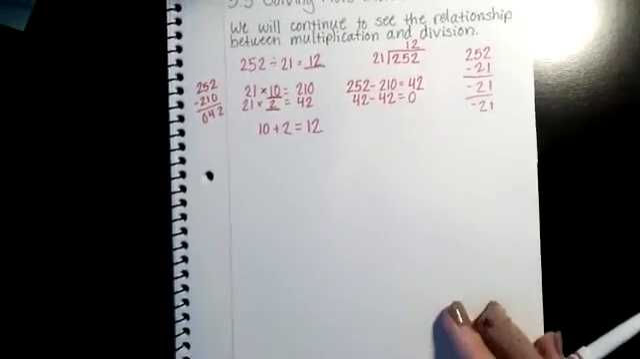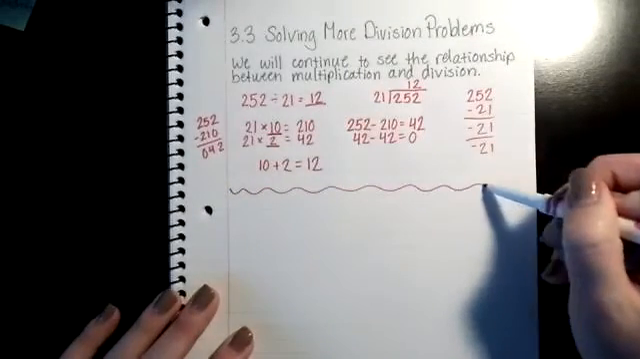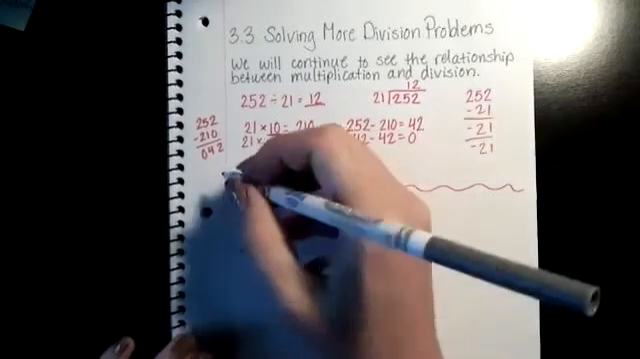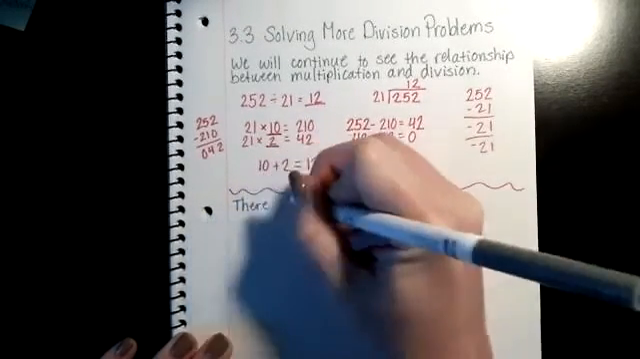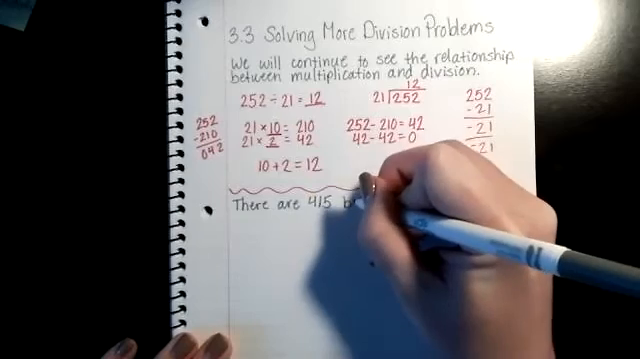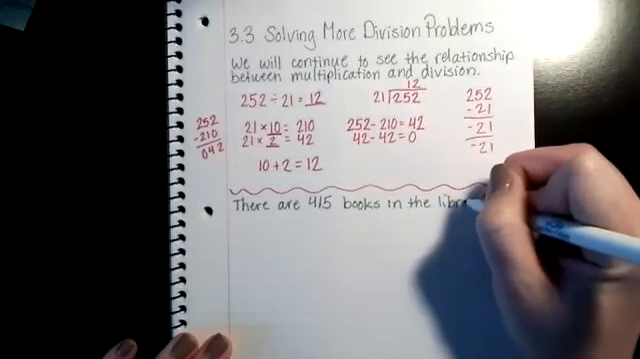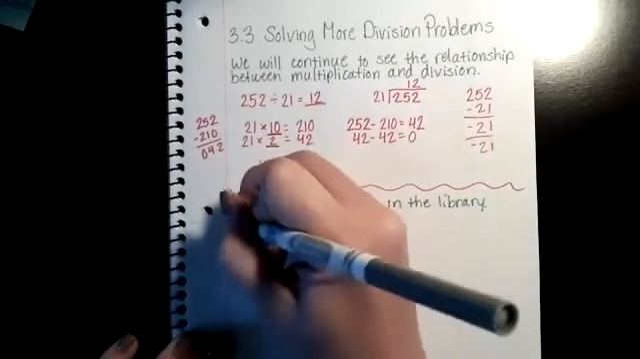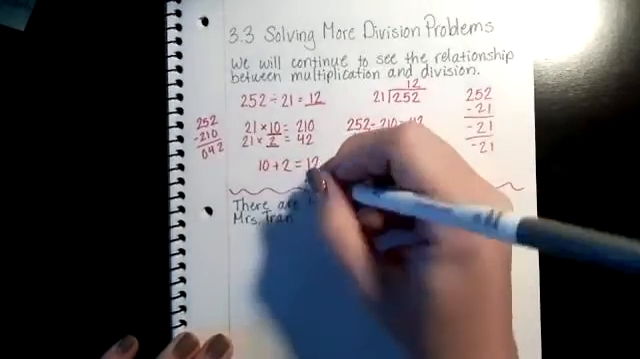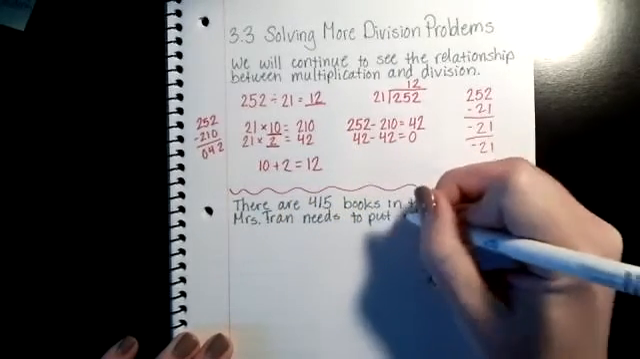Now let's do the same thing, but we're going to do it with a word problem. All right, let's do this. There are 415 books in the library. It's actually way more than that, but for the sake of this problem, we're just going to do that. Okay, our librarian, Mrs. Tran, needs to put them on shelves.